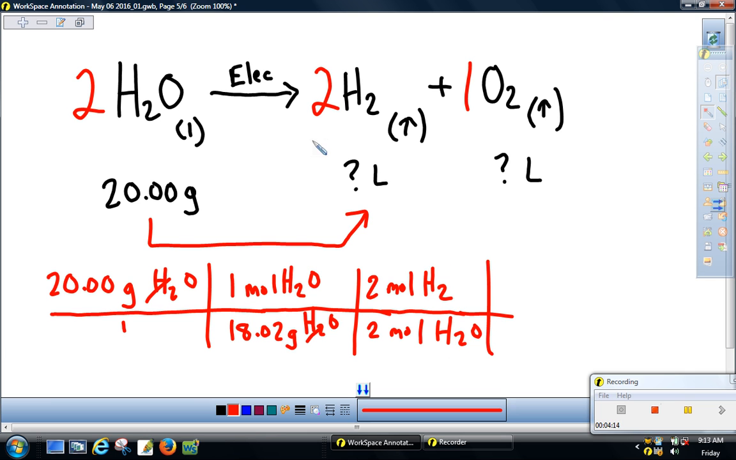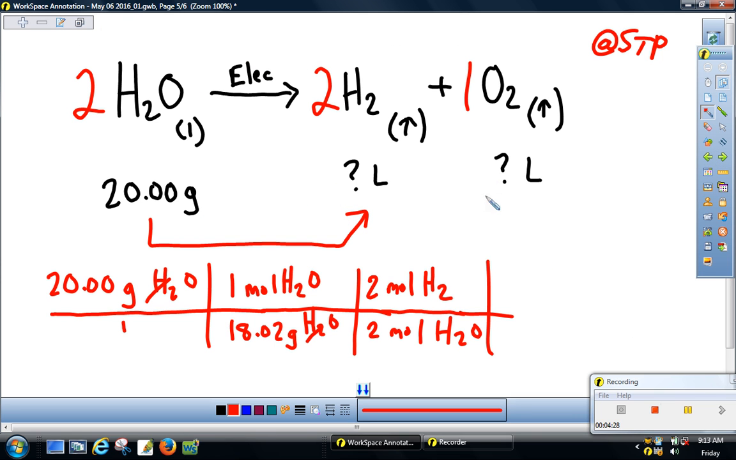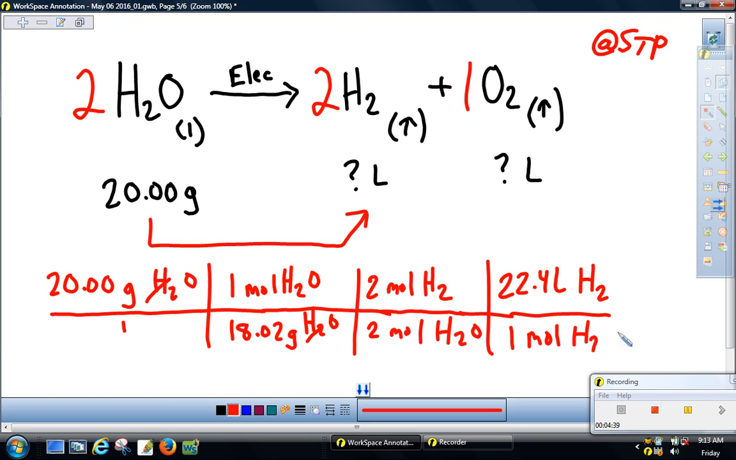And then because we're at STP conditions, I didn't write that up here, but we're at standard temperature and standard pressure, we can use our new conversion factor, which is the number of moles times 22.4 liters per mole. We can only use this at STP once again. So 22.4 liters of hydrogen is the volume of every mole of hydrogen gas.